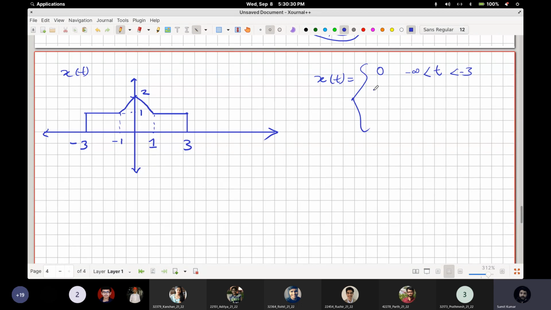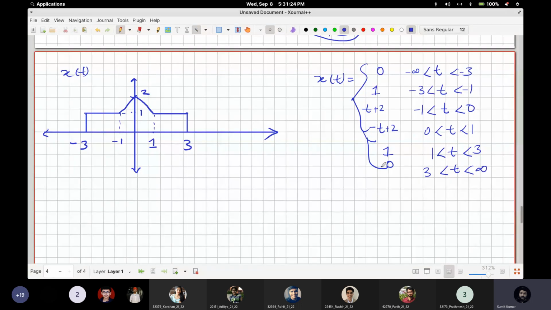It's going to be equal to 1 between minus 3 to minus 1, and between minus 1 to 0 it is equal to t plus 2, isn't it? And between t equal to 0 to 1, it's going to be minus t plus 2, right? After that it's again equal to 1 between 1 to 3, and after that it's going to be 0 between 3 to infinity. So this is what I would like to call the functional form.